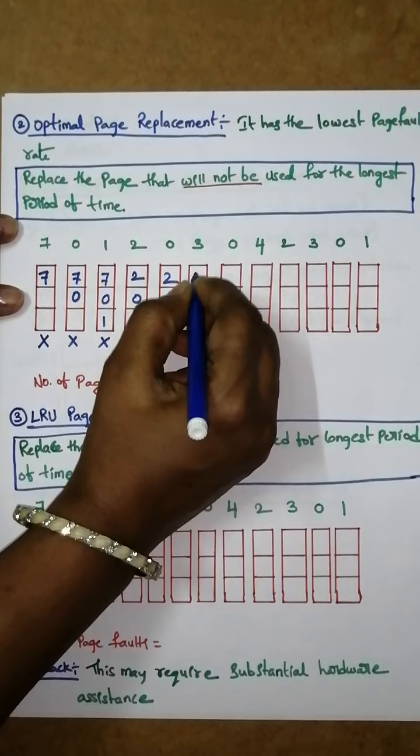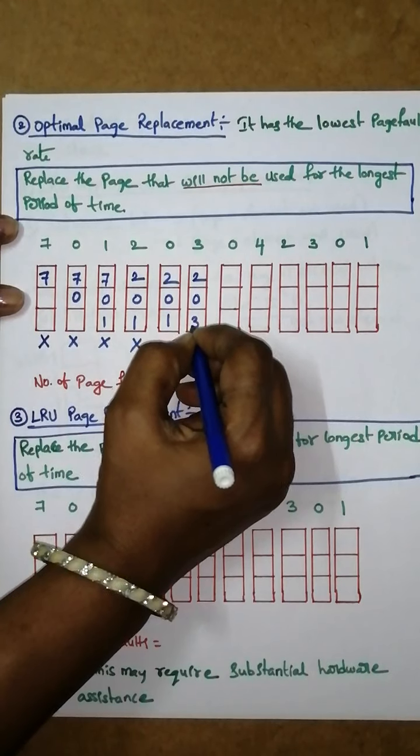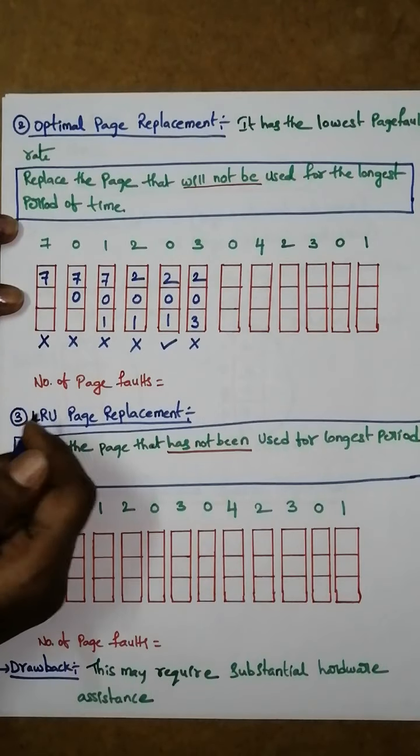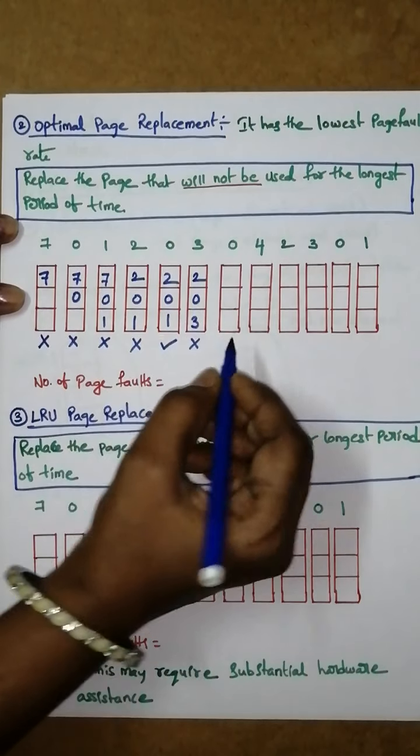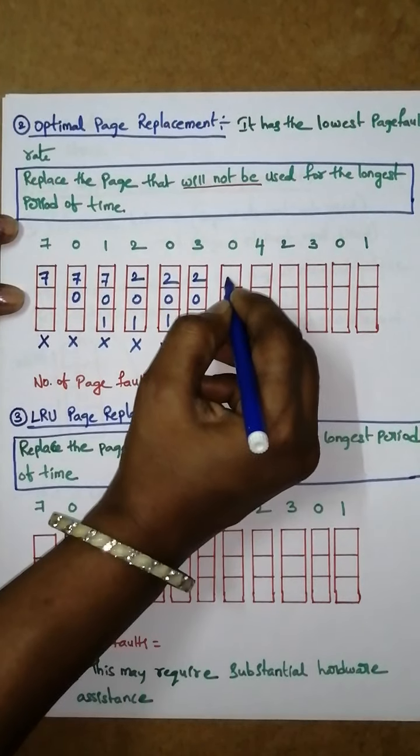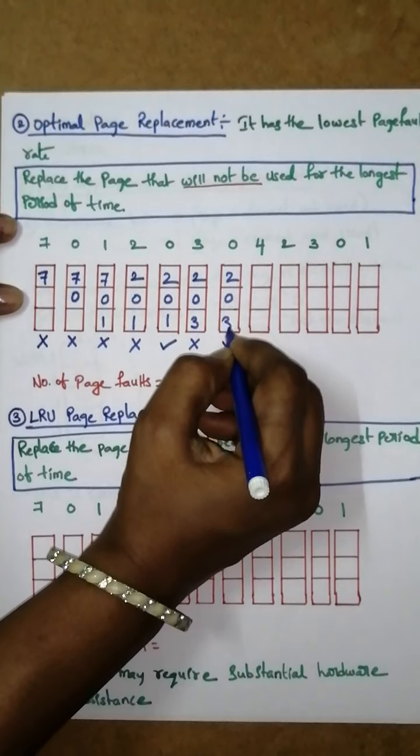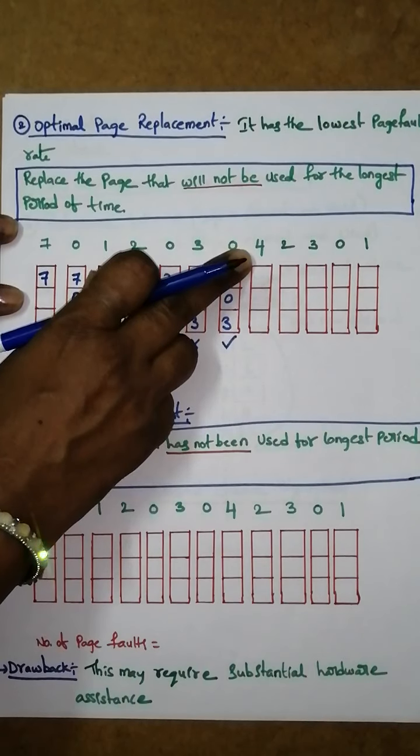So you can remove 1. So it will be 2, 0, 3. Next I want to place 0. It is already there. It's not a page fault. So it is 2, 0, 3.